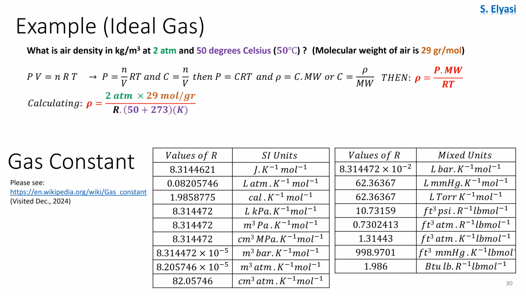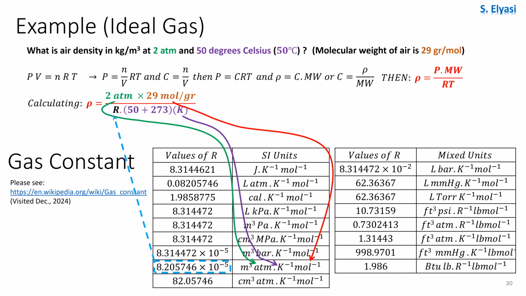For our calculation, we use a pressure of 2 atmospheres and a molecular weight of 29 grams per mole. It's important to note that the temperature must be in Kelvin or Rankine. For this case, we'll use Kelvin by adding 273 to the Celsius temperature. I'll display the units for each parameter to help identify the appropriate gas constant, R.